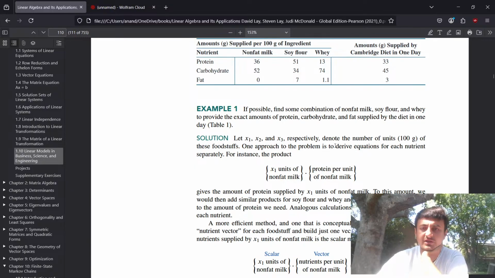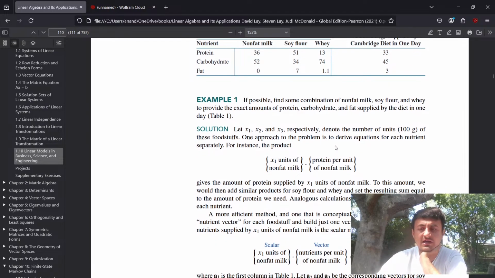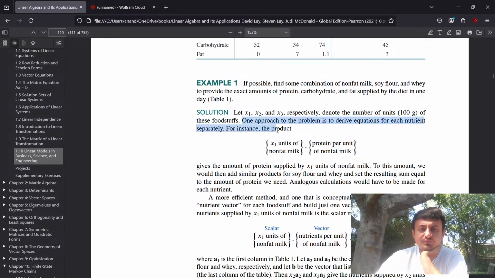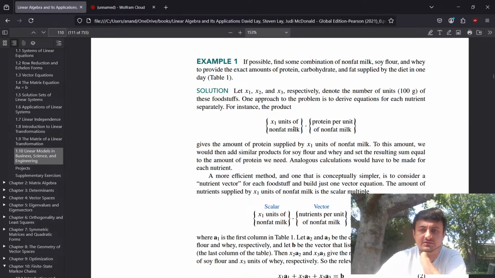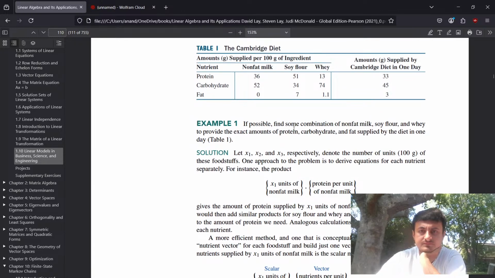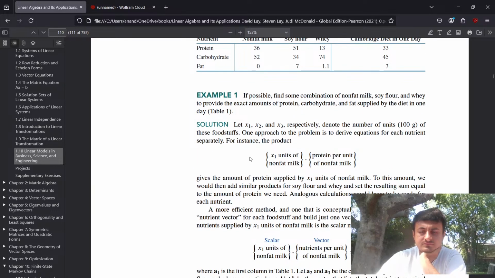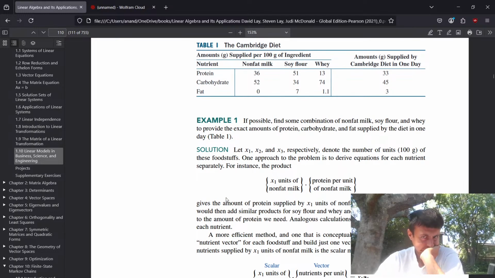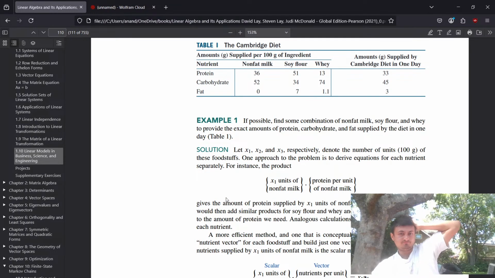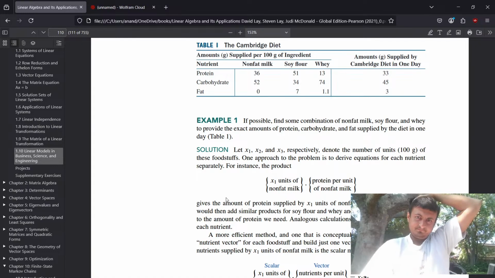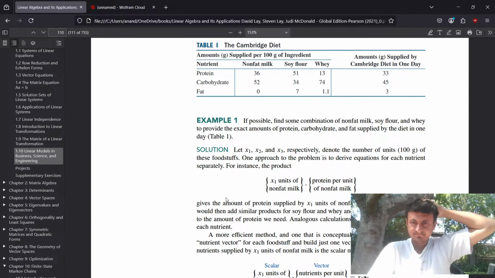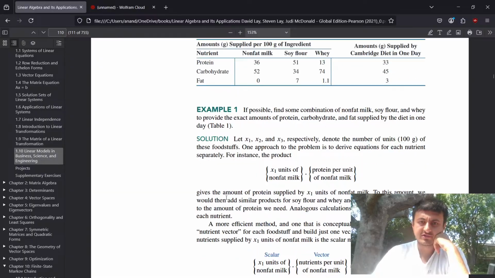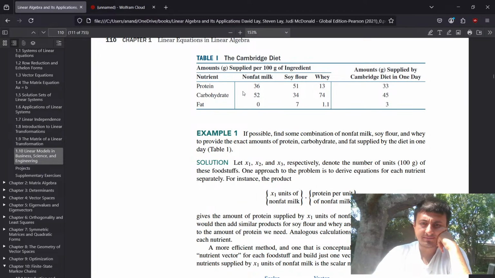All right, so x1 through x3 denote the number of units of the foodstuffs. One approach to this problem is to derive equations for each nutrient separately. For instance, if you think of it as a vector, x1 is 100 grams of non-fat milk.